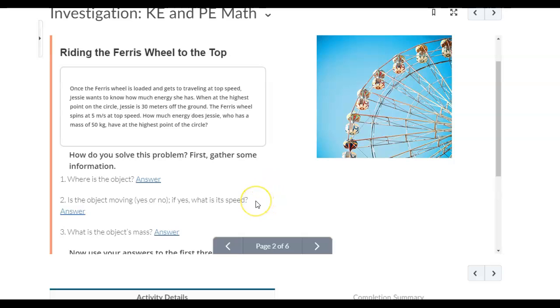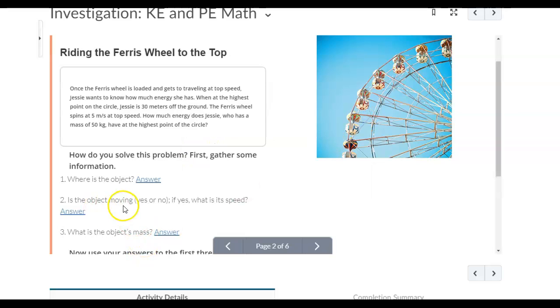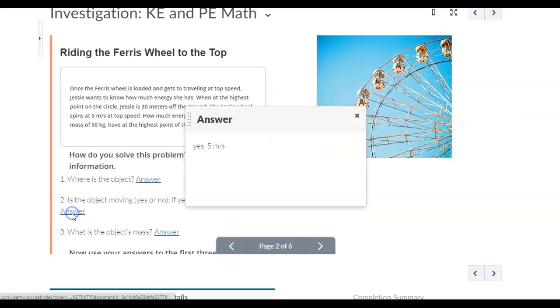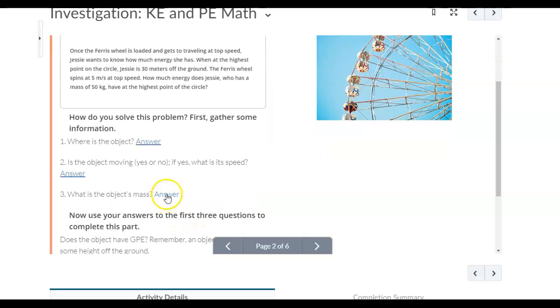All right, so where is the object? So we're looking at the Ferris wheel spins, how much energy she has at the highest point. So to calculate here, where's the object? It is at the highest point, which is 30 meters. Okay, so that's our height. Is the object moving? If yes, what speed? We know it is. It's moving at 5 meters per second. And so what's the object's mass? We know that Jessie weighs 50 kilograms.